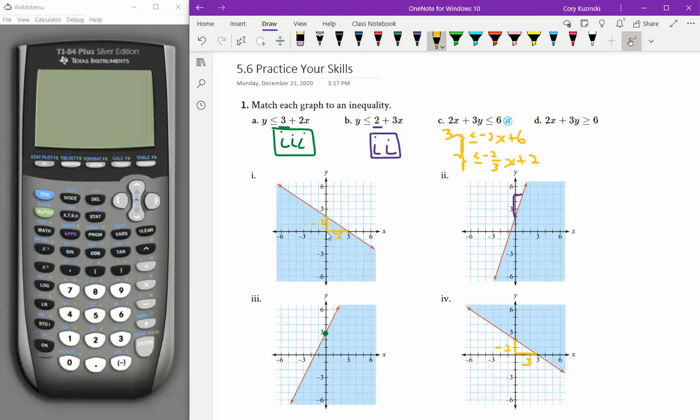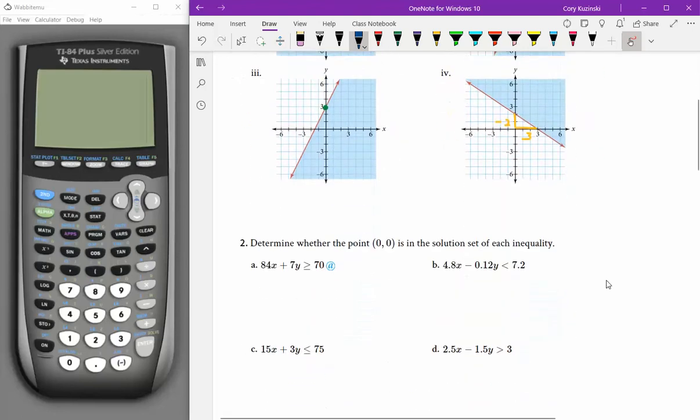Well, for this one, 0, 0 is a solution point. So let's see, if I plug 0, 0 into this, I'd have 0 is less than or equal to 6, and that's a true statement. So 0, 0 is part of the solution set. So this is graph 1, which means that this last one over here must be graph 4, where 0, 0 is not a solution, because if we plug 0 in for both of these, we get this statement, which is false. All right, moving on.